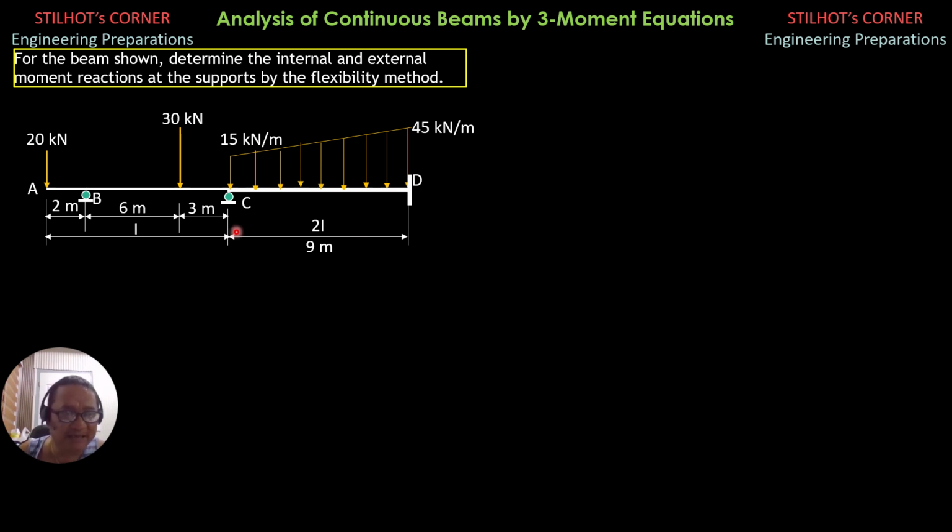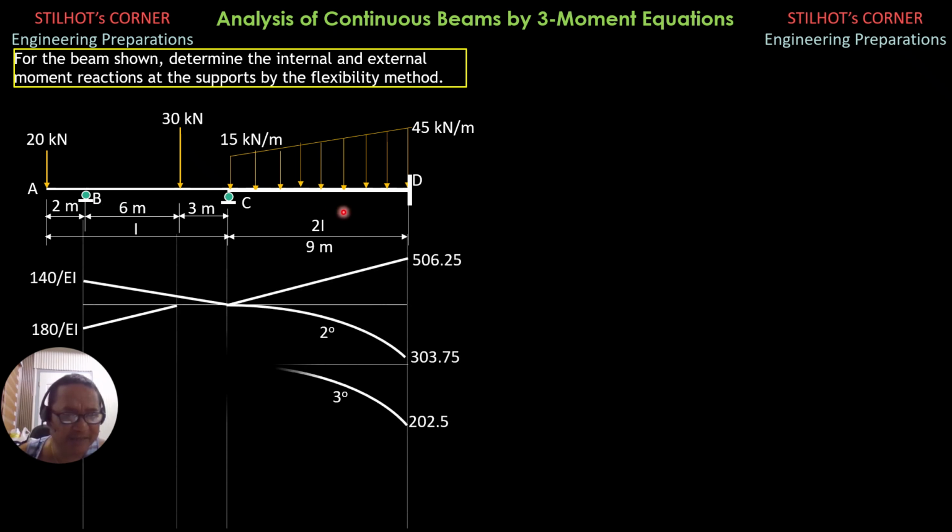So in this case, there's no need to solve for moment at B because it is predetermined and it is equal to negative 40. Negative 20 times 2, negative 40. So we only need moment at C and moment at D. Take note that for ABC, the moment of inertia is I, and for CD, it is 2I. So we need the theta at C by treating all these spans as simply supported.